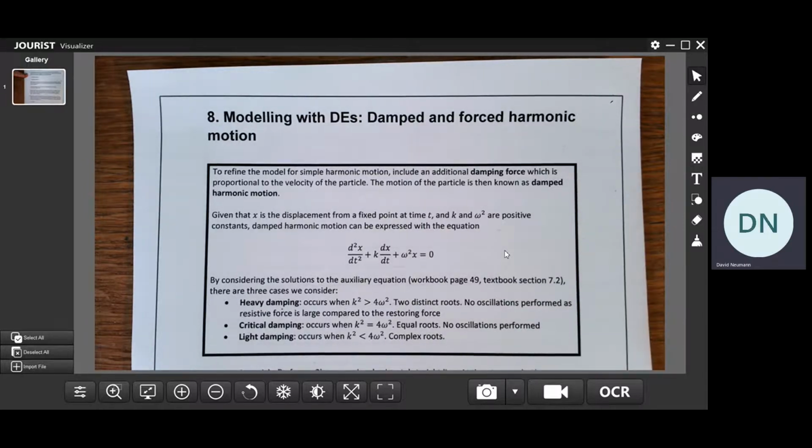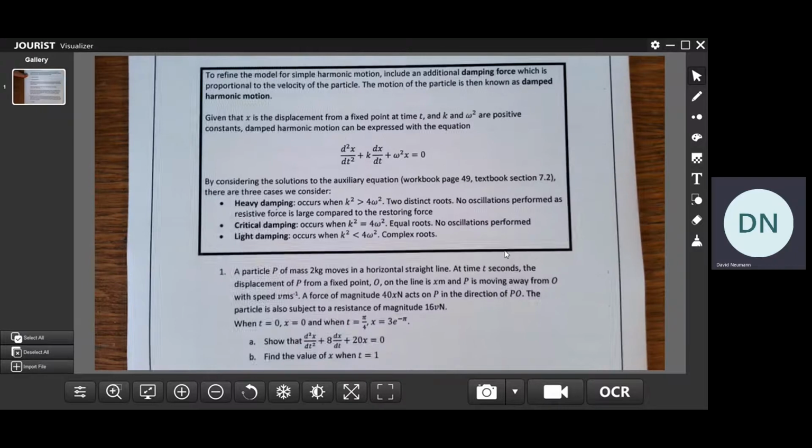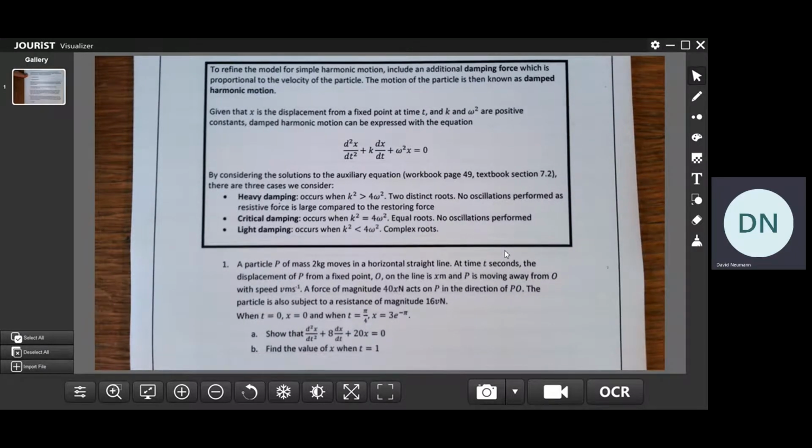So let's have a look at how this works. We are going to work through this question. We've got a particle P of mass 2 kilograms moving in a horizontal straight line. At time t seconds, the displacement from a fixed point O is x, and P is moving away from O with speed v. Then we've got a force of magnitude 40x acting on P in the direction of PO, and we've also got a resistance of magnitude 16v.